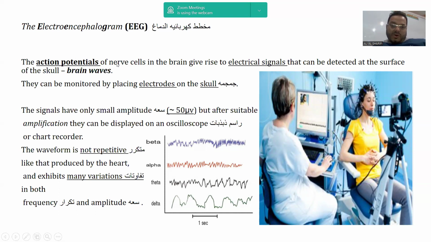The action potentials of nerve cells in the brain give rise to electrical signals that can be detected at the surface of the skull: brain waves. Here, the action potential in your skull gives some change in electrical signals to make an electrical beam. This electrical beam will act somehow on the electronic screen. By that, we can plot some curves. This curve has some meaning.